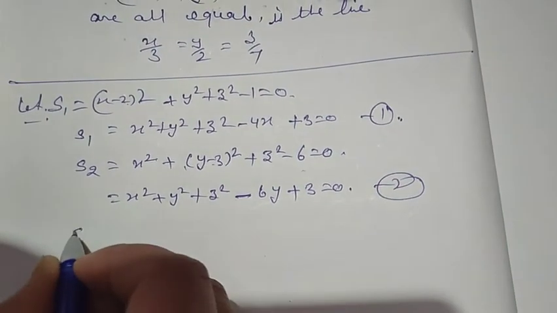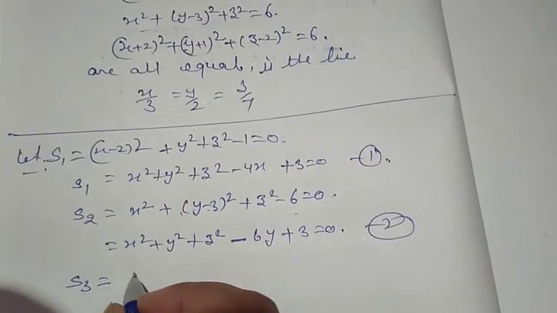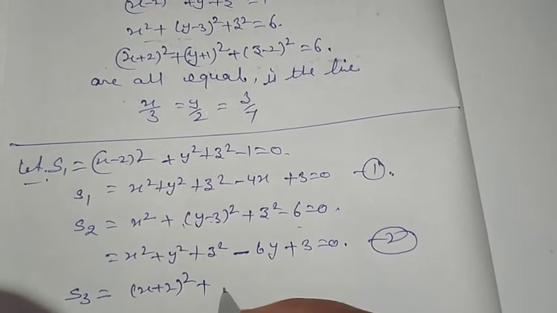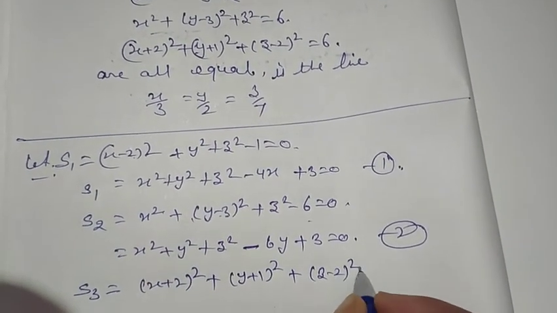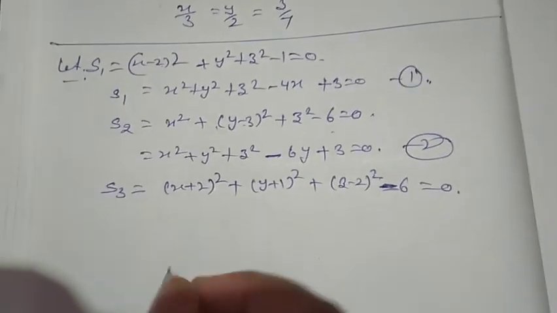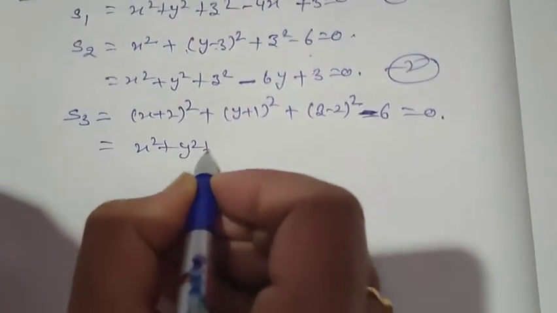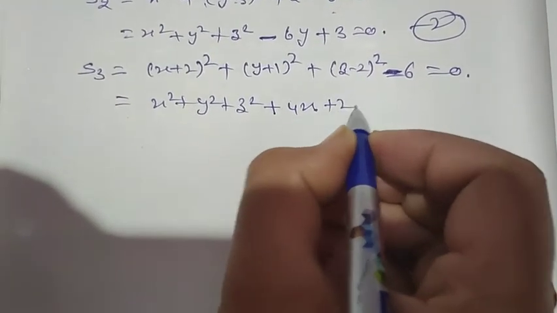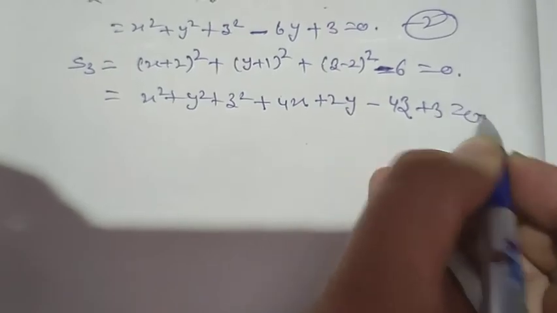Equation second. Now the third sphere: (x plus 2) square plus (y plus 1) square plus (z minus 2) square minus 6 is equal to 0. After solving this equation, we find x square plus y square plus z square plus 4x plus 2y minus 4z plus 3 is equal to 0.